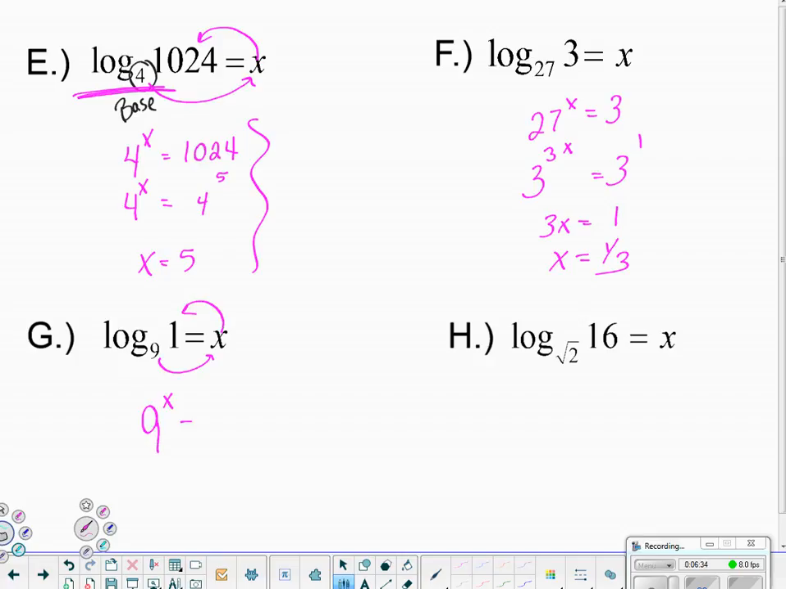9 to the x equals 1. Okay, 9 to the 0 equals 1. The value of x in this case is 0. Square root to this gives me that.